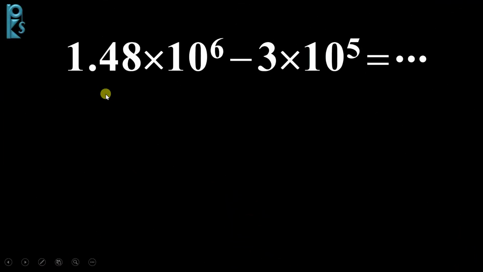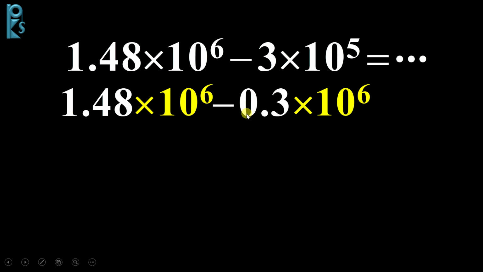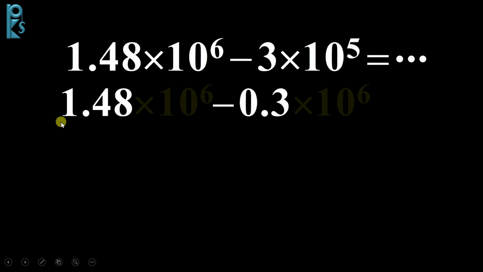Okay, let's do this one. 1.48 times 10 to 6 minus 3 times 10 to 5. As you see, they have exponents, and the exponents are not the same. The first exponent is 6, the second exponent is 5. They must be similar, so I should make them similar. Arbitrarily, I take the second one and change it. It could be written as 0.3 times 10 to 6. Now, the exponents are the same. Temporarily, you should forget about 10 to 6. Suppose that I have 1.48 minus 0.3. Mathematically, the answer is 1.18.